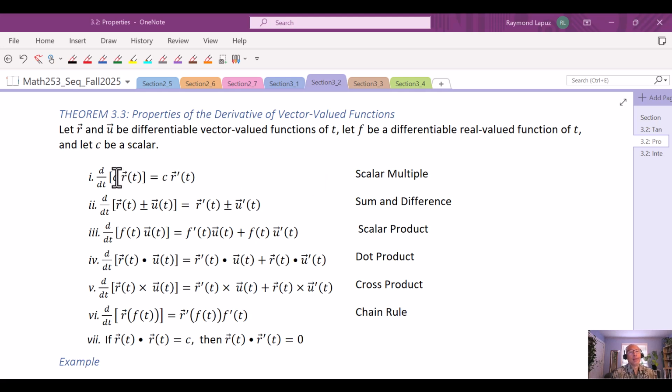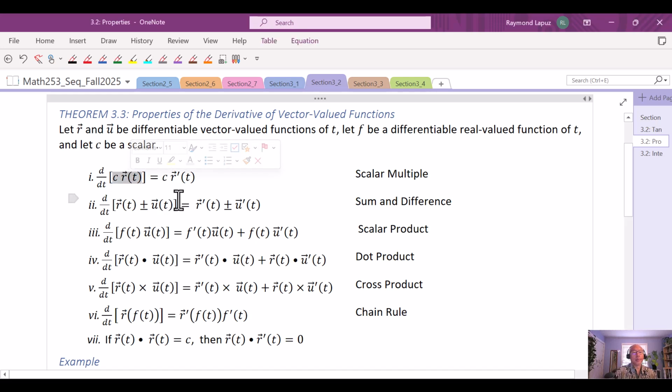So for the first one, the derivative of a constant times a vector valued function is the constant times the derivative of the vector valued function. That's the scalar multiple idea. We've seen a similar property in regular derivatives. The derivative of the sum and difference is equal to the sum and difference of the derivatives of the functions.